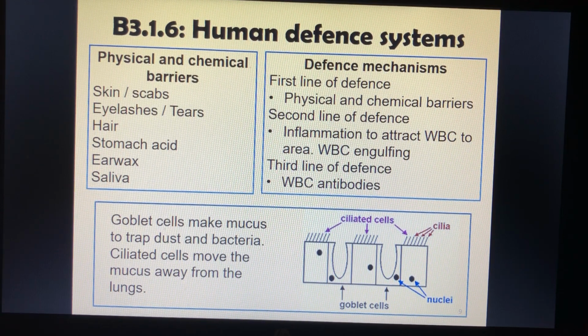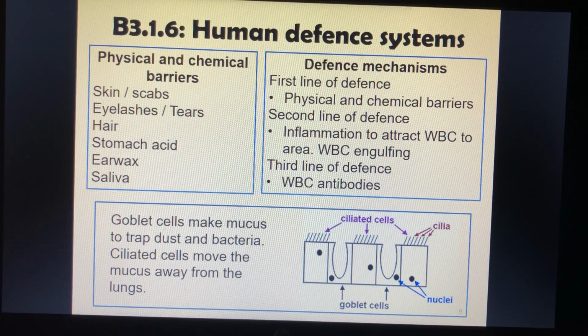Sebum that comes off the skin is also good for that. We've got scabs, we've got the stomach acid, the hydrochloric acid in the stomach that kills bacteria, and we've got our other preventions like earwax and hair and things like that.